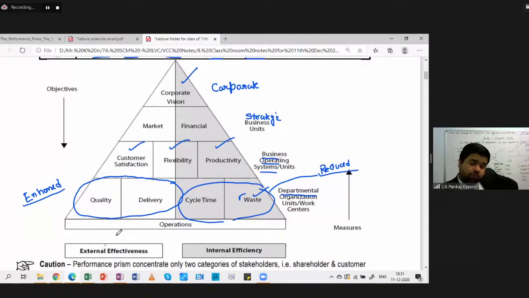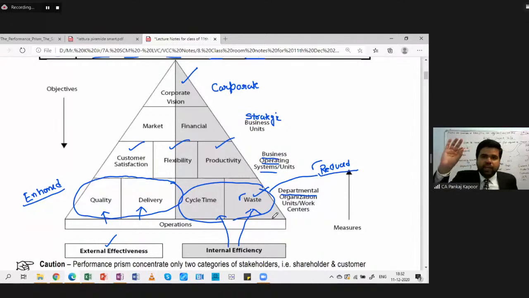External effectiveness will be improved if we enhance the quality or enhance the delivery experience by reducing the time to deliver the product. But we will improve the internal efficiency by reducing the cycle time. The word reducing is very important. And by reducing the waste we generate. Agreed? Let us quickly revise once with me.